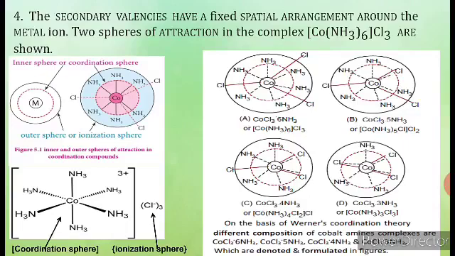Now the last example, that is Co(NH3)3Cl3. Name: triamine trichloro cobalt(III). Okay, so here 3 ammonia molecules as well as 3 chloride ions are present inside the coordination sphere only.